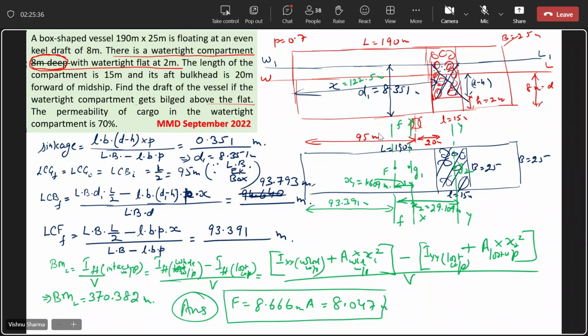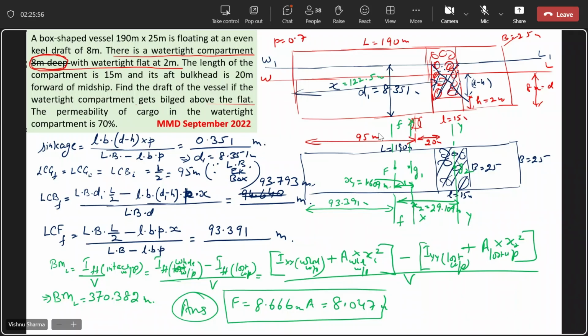If I read English correctly, then there should be a second flat at 8 meters also, correct? Yes, sir. That is what I also felt. Yes, that's what I'm saying. There's a problem with the English. It's not about you or me being right or wrong. There's a definite problem with the question. And unfortunately, this question has come in MMD.